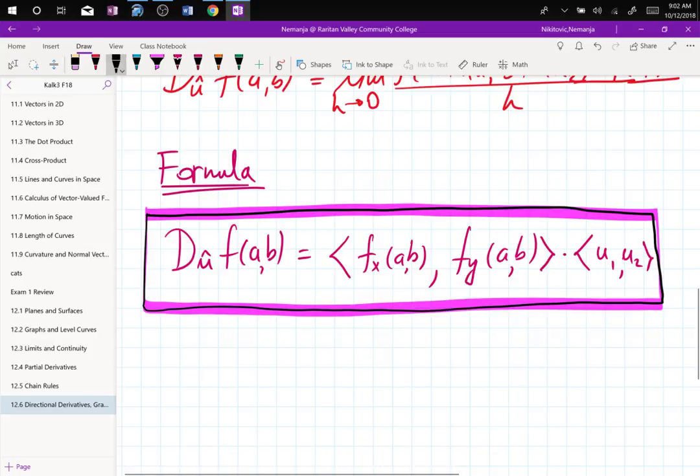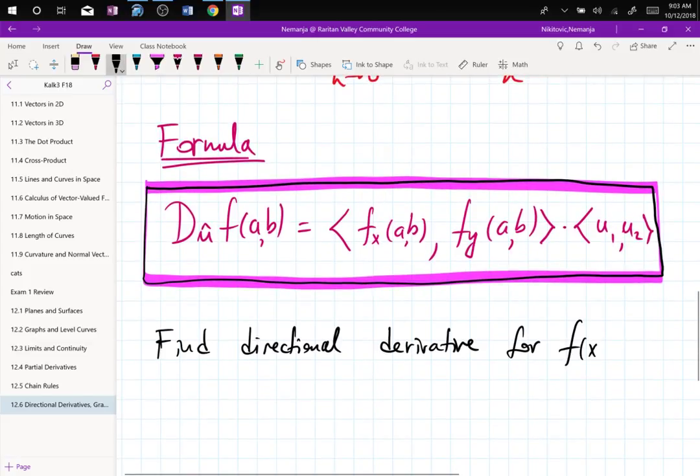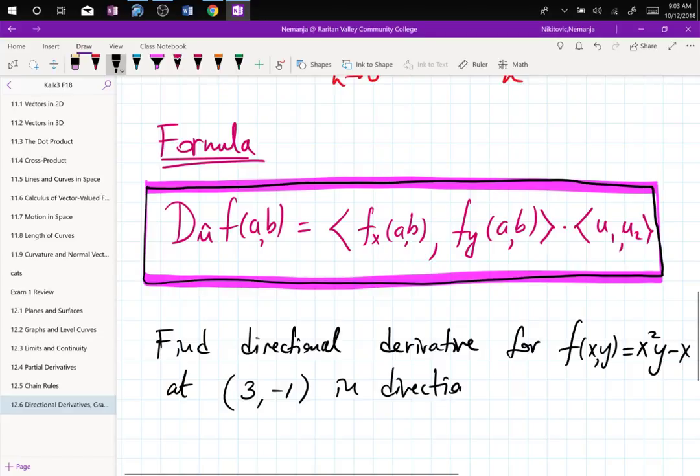Right. So find the directional derivative for f(x,y) = x squared y minus x, whatever, at (3, -1) in the direction of u = (3, 4).